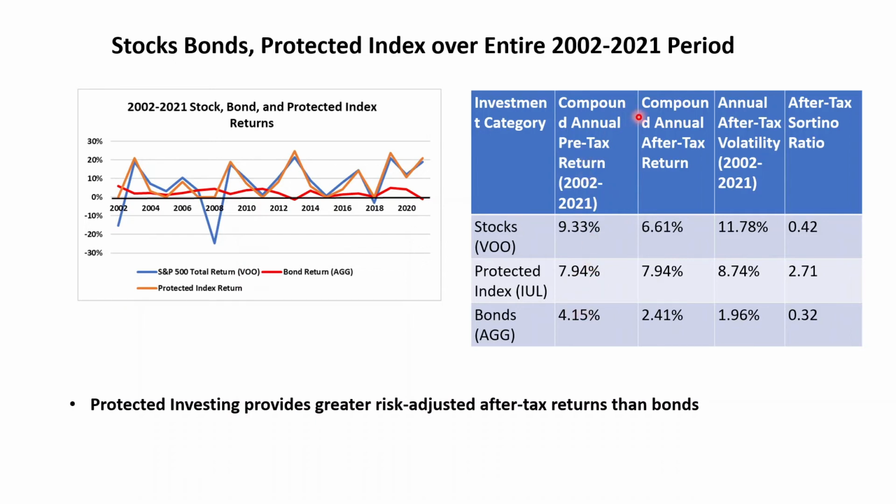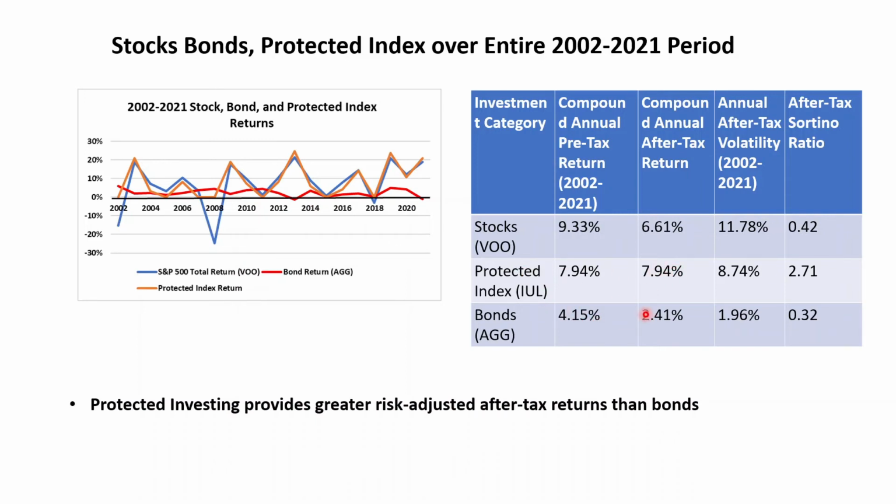Well, now let's look at on an after-tax basis. Again, we're still using that married couple, making about $450K a year. So we can see that on an after-tax basis, stocks are about 6.61%. The protected index is actually the same, right? Because as we talked about, the pre-tax and the after-tax are the same because the returns are tax-free. So in this case, from 2002 to 2021, the protected index actually beat the stock market on an after-tax basis. And we'll talk about in a second why that's unusual. But that's the actual after-tax return.